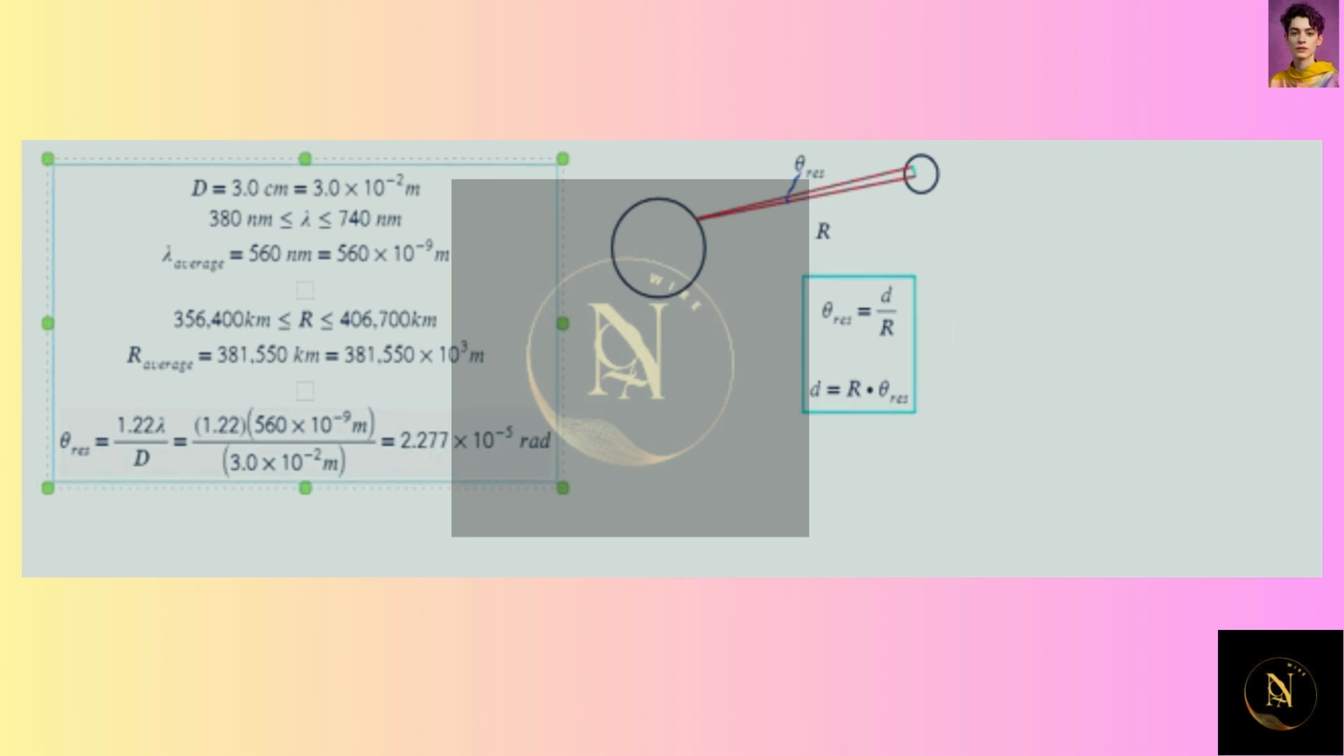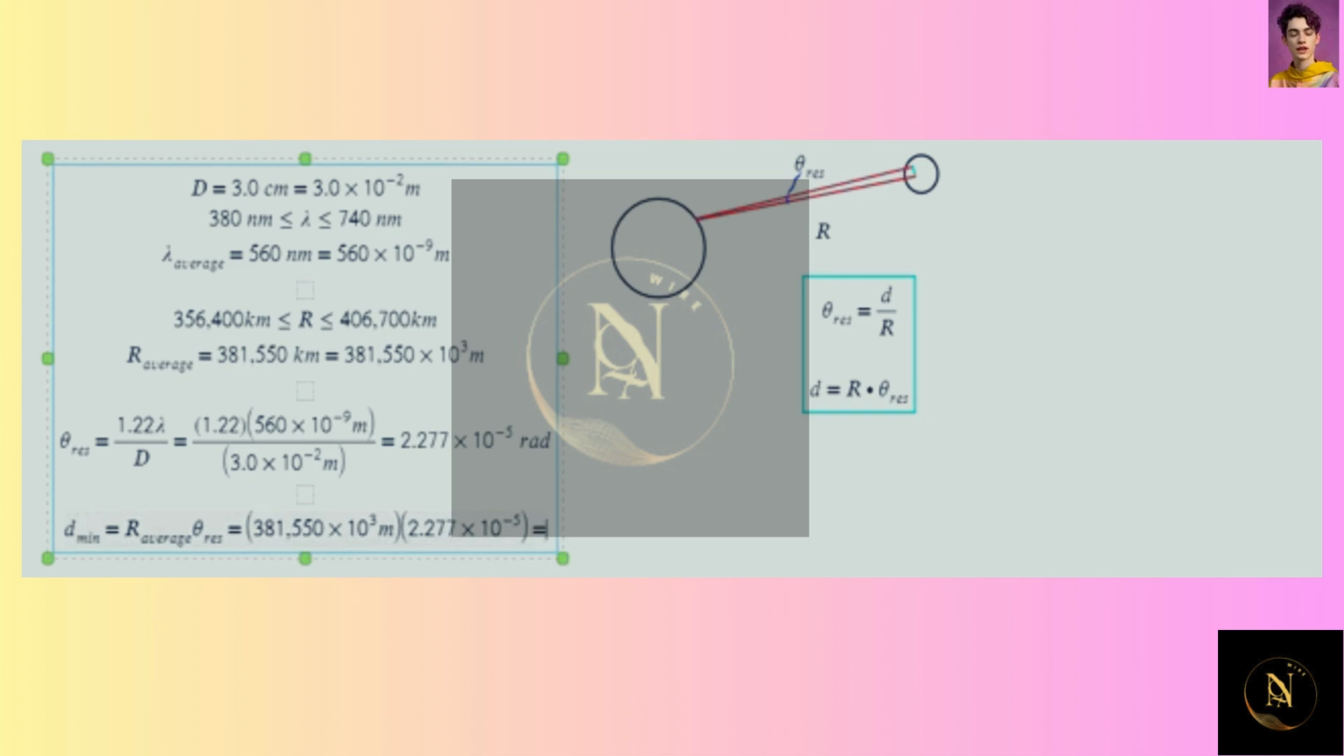Now we could go ahead and use this in conjunction with this equation here to solve for that separation distance of two objects that can be resolved with our telescope. Now this is going to be the minimum distance. So d min is going to be equal to our r average times theta res. Let's go ahead and plug this in. Our r average is this quantity. Theta res is this quantity here, and here all we care about, we don't care about the units, we're just going to take the number.